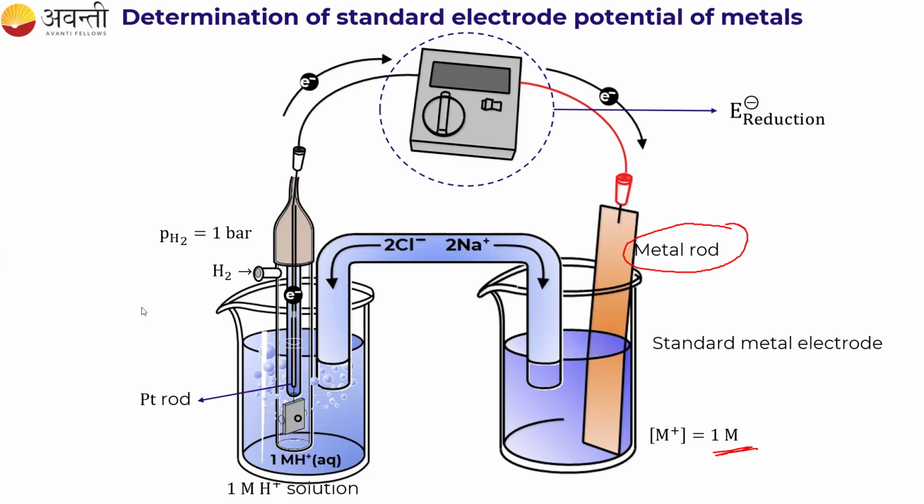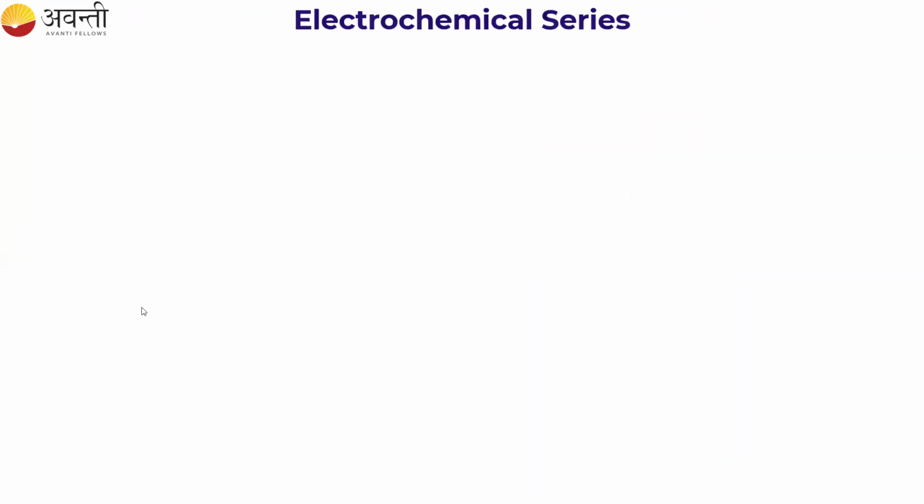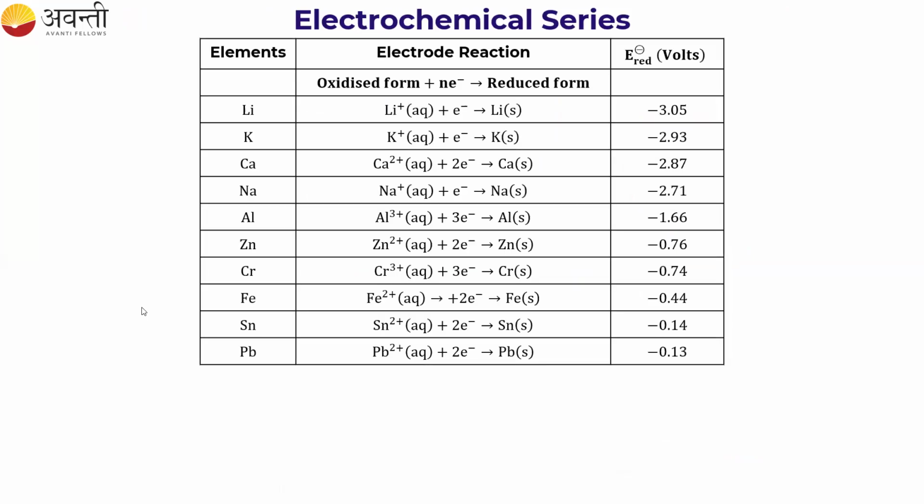Now I have used this technique and got the E naught values for some of the metals, and I'm going to put all those values in a series called the electrochemical series. Here you can see those values. The elements are given in the first column, and in the electrode reaction, in all the cases the electrons are gained, so it is a reduced form.